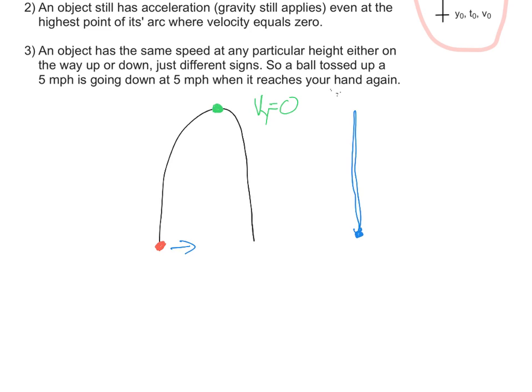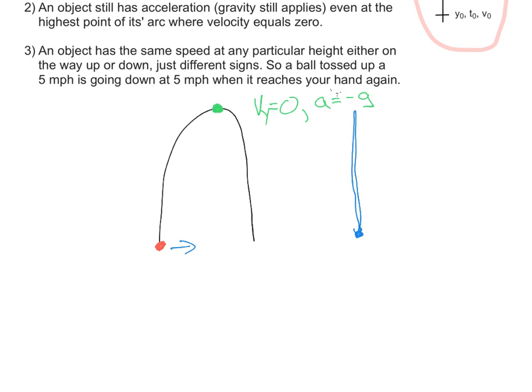But remember, acceleration is not 0 at that point. Your acceleration is still minus g. Gravity is still applying its force on that ball, even though it's not moving. It's trying to pull it down, and in fact it will. In a split second the ball will start to fall. So that sometimes can be a trick question: what is the acceleration at the peak? It's still the acceleration of gravity.